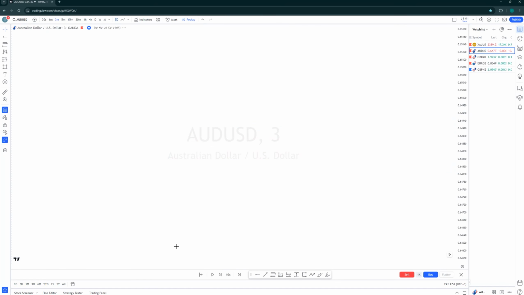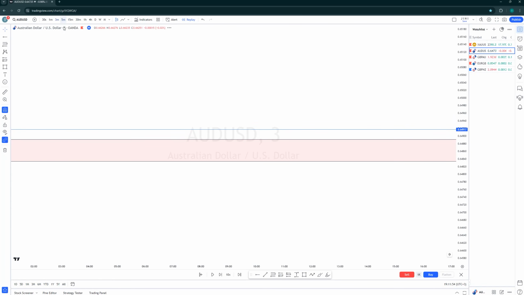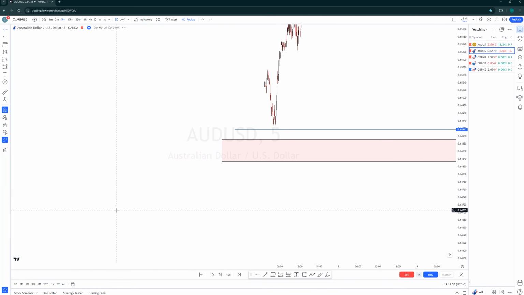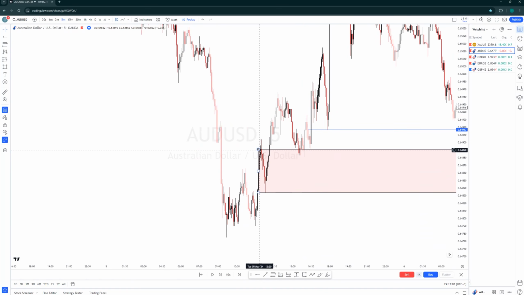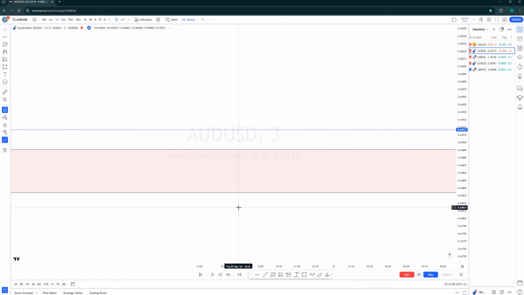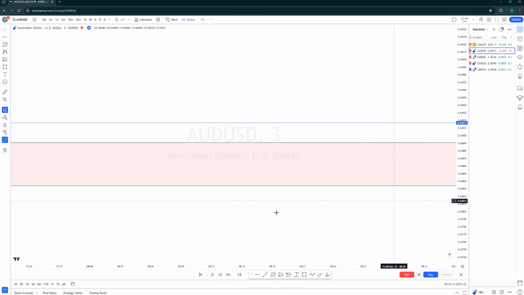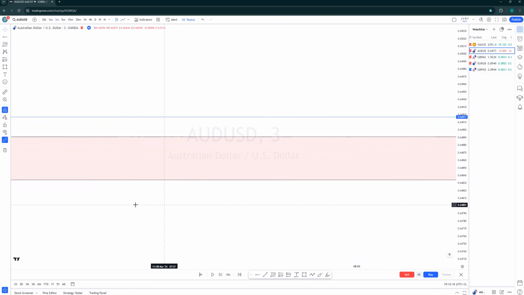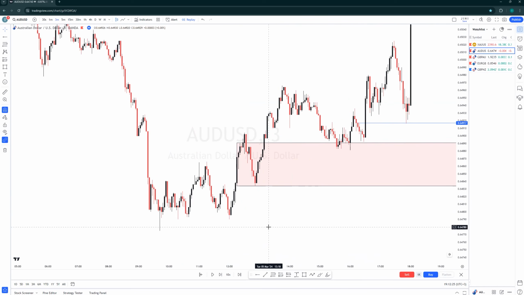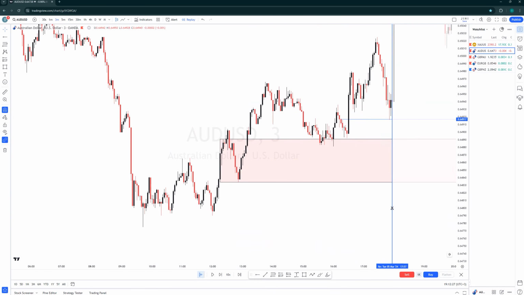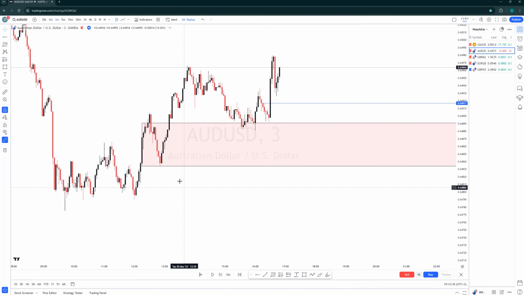Let's try maybe 3 minutes. Let's go to 5 minutes first. And when you go back to 5 minutes, what you can see here is that you don't have the clear structure. Let's go maybe to 3. Yeah, 3. Let's see if we can find the lowest liquidity. Don't have. So let's cut this area here.